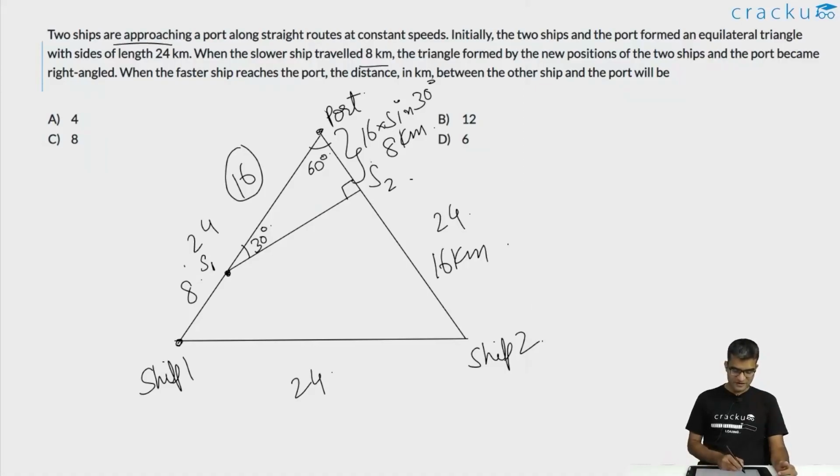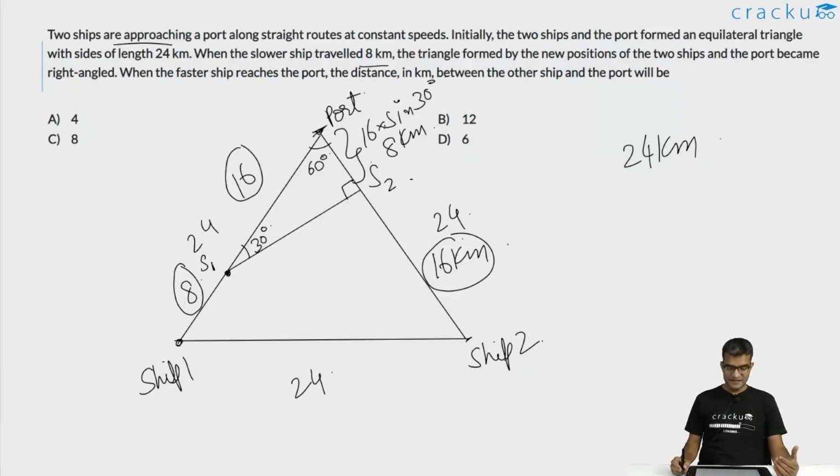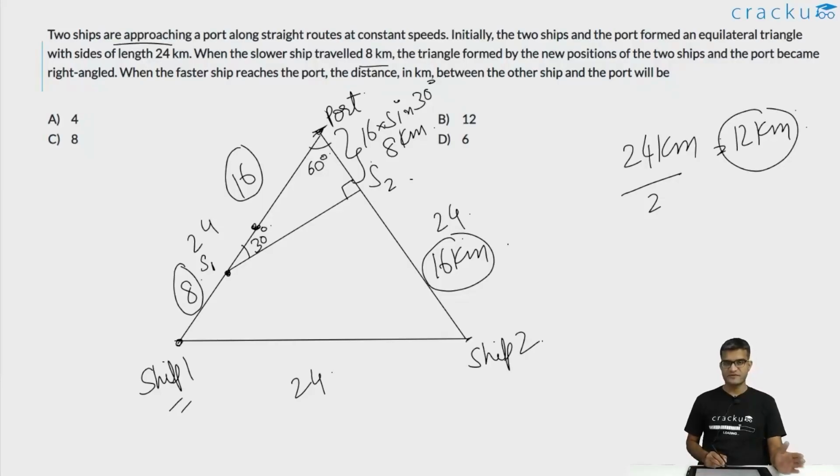So in the same time, the slower ship traveled 8 kilometers, the faster ship traveled 16 kilometers. So when the faster ship reaches the shore, it would have covered 24 kilometers, and in that time, the distance that the slower ship would have covered will be 24 divided by 2, which is equal to 12 kilometers, and it would have reached somewhere over here. This would tell us that the distance of the slower ship from the port by the time the faster ship reaches the port will be equal to 12 kilometers, which is 24 minus 12. So the answer for this question is option B.